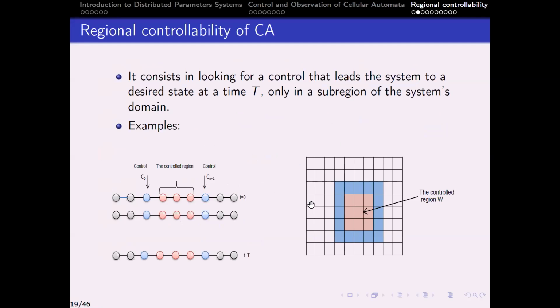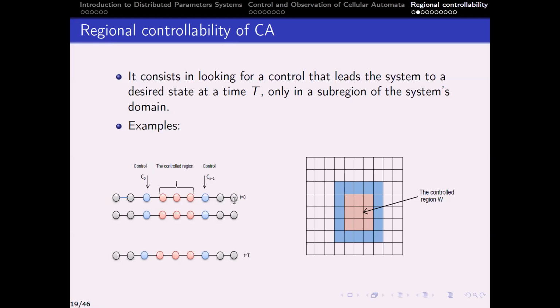When we are acting on a system, there are many possibilities to act on the system. Here, for example, we have one Cellular Automata, and we are interested only in achieving some objectives on this region, the controlled region, and we want to act on these two cells, but at each time. Then we have to act on these two sets. But we can also act on the boundary sets, and we will talk about boundary controls.